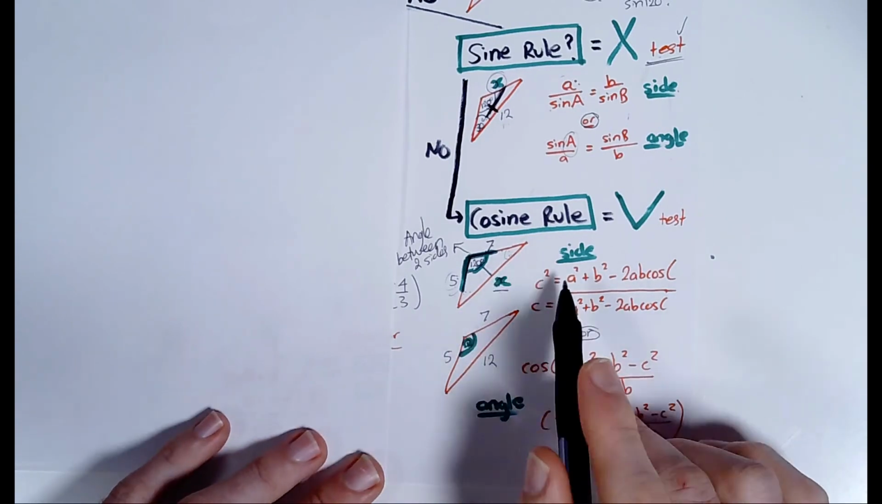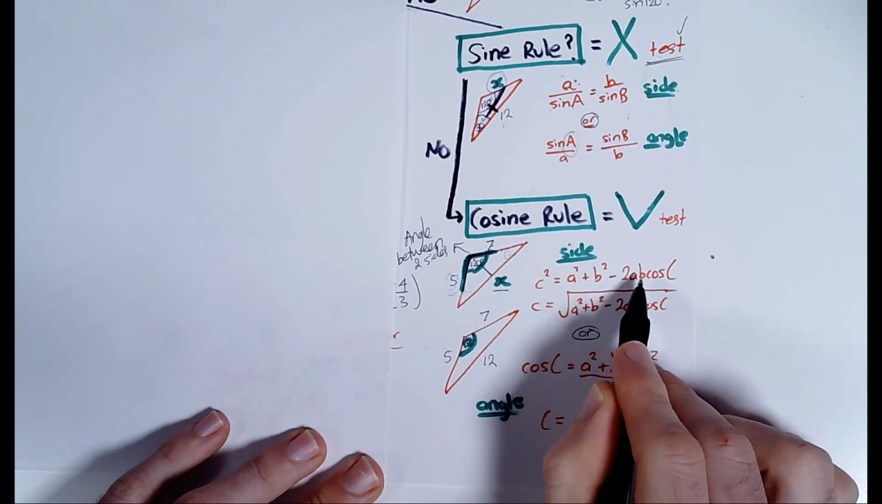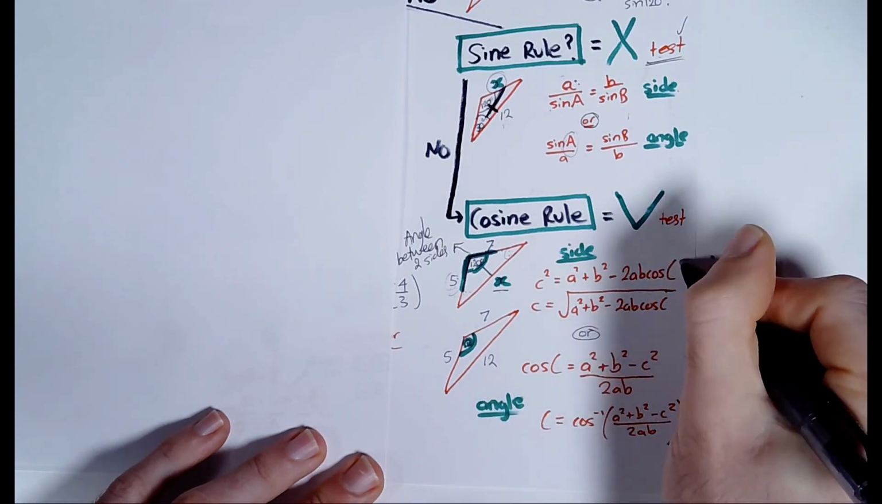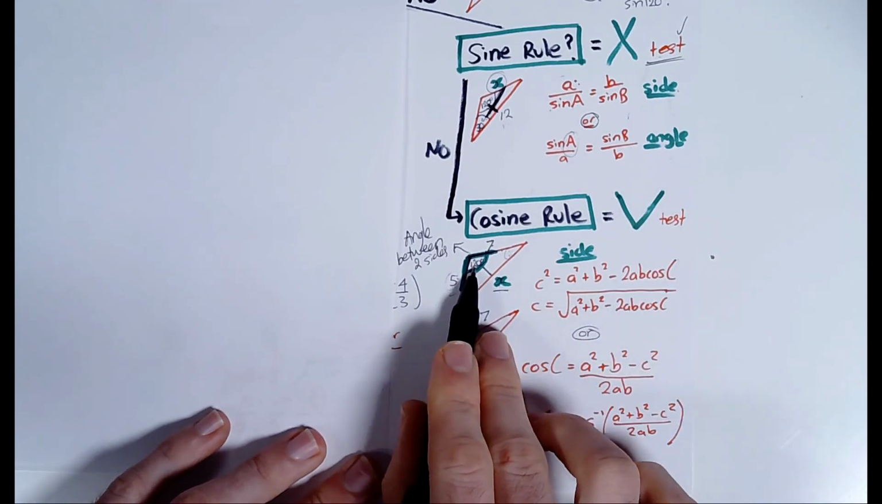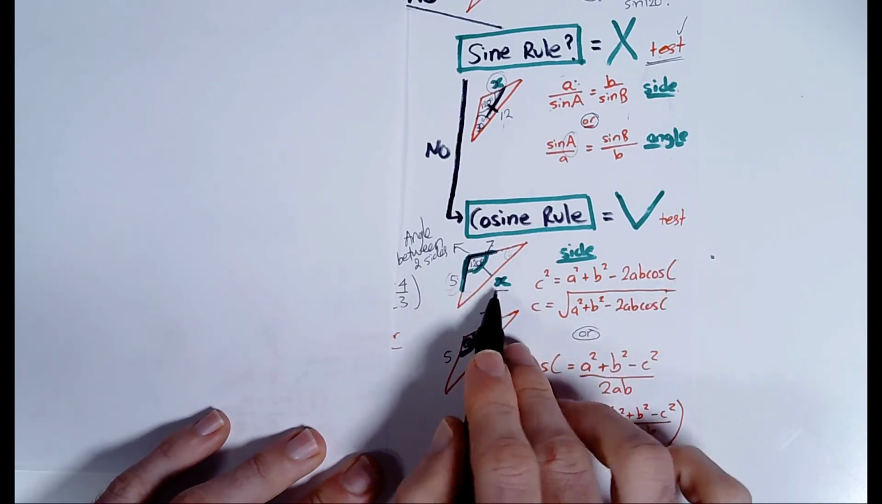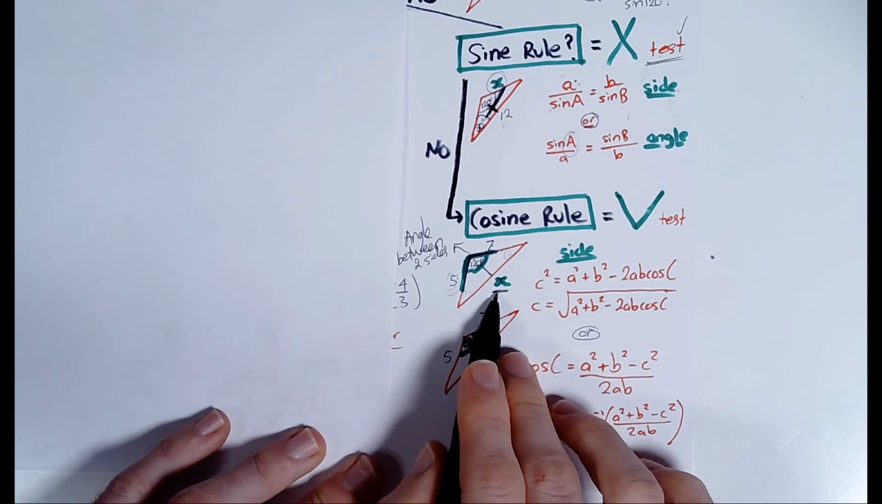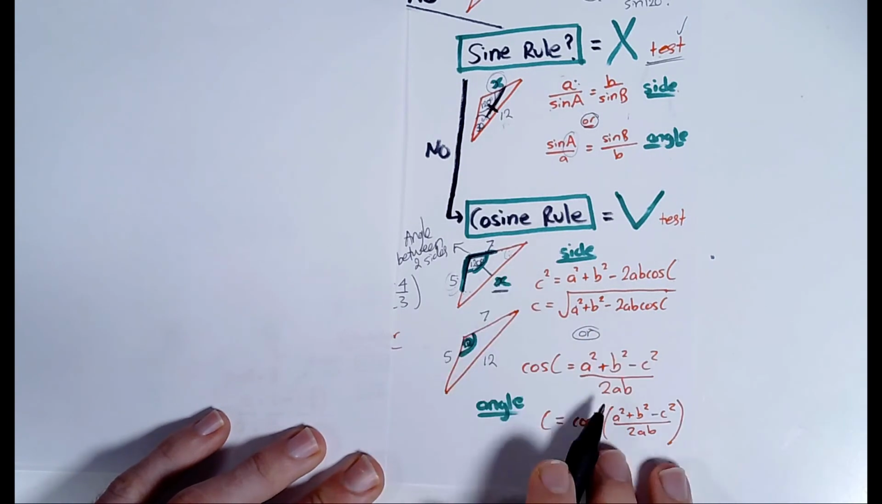But in any case, if you're finding the side, it is c squared equals a squared plus b squared minus 2ab cos C. And remember, cos C in this case would be cos 120, because the capital C here is the angle opposite the side you're trying to find, which is the x. Remember, it's not called the hypotenuse because there's no right angle in these situations.